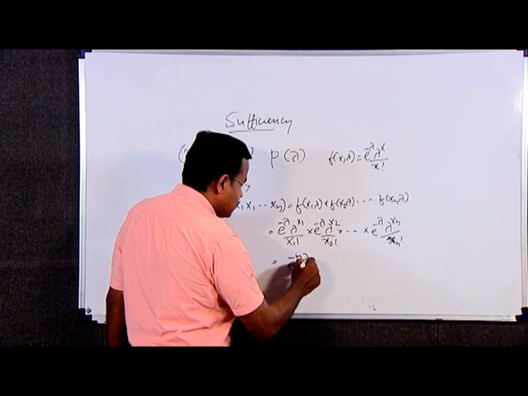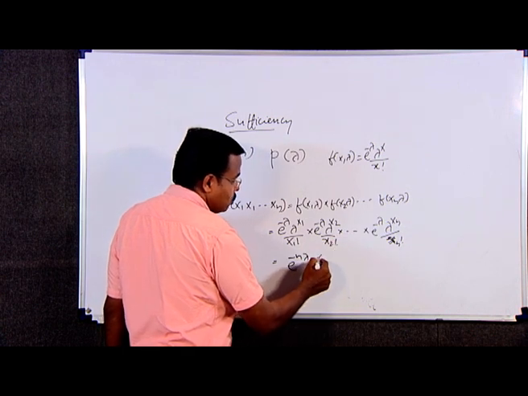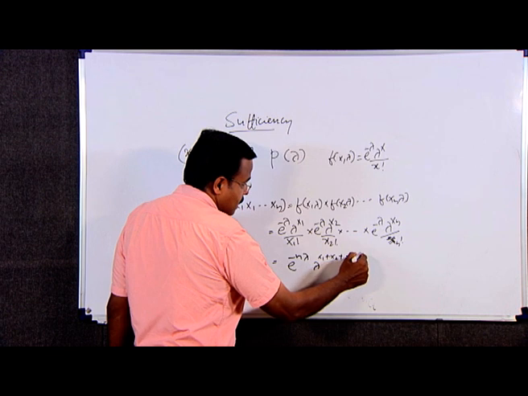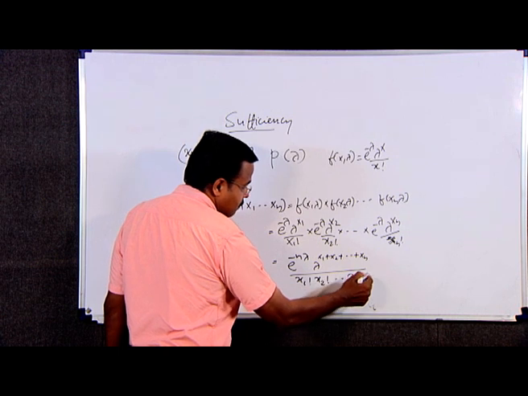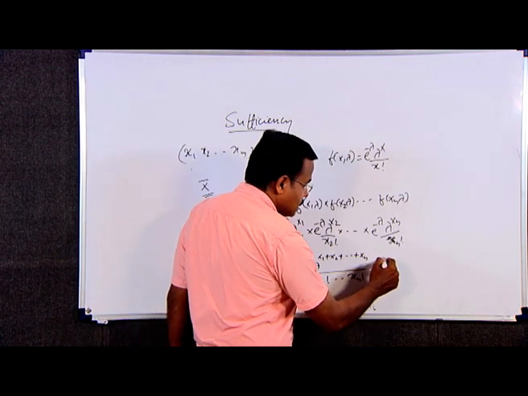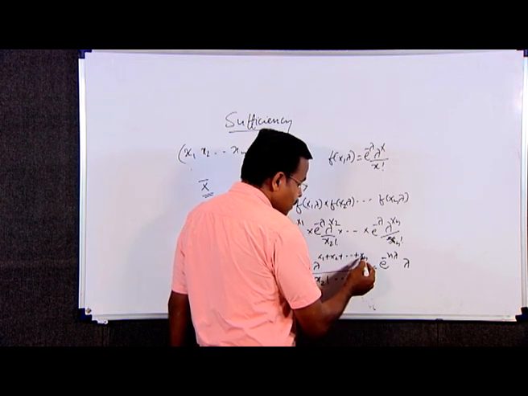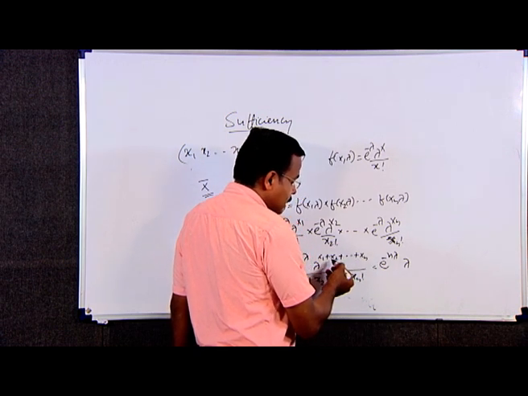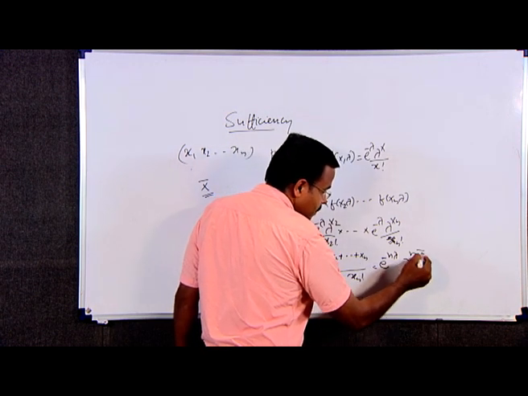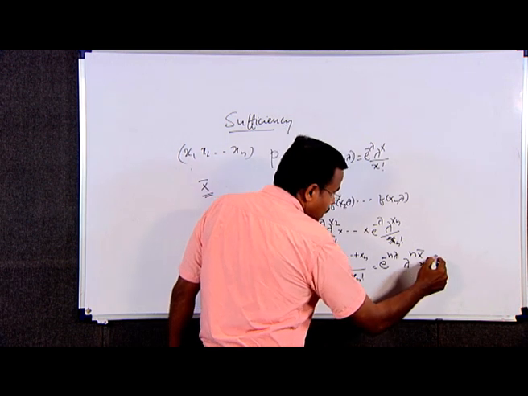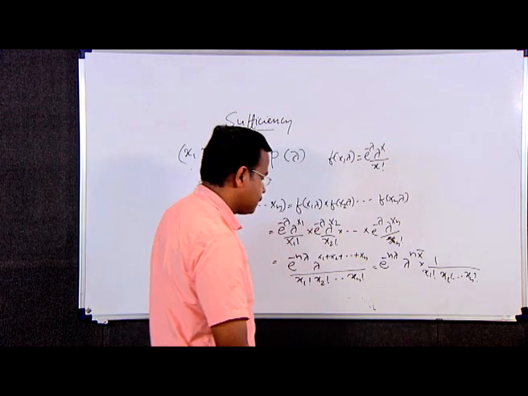n times, that is e raised to minus n lambda, then lambda raised to x1 into lambda raised to x2, etc., into lambda raised to xn, that is lambda raised to x1 plus x2, etc., plus xn, divided by x1 factorial into x2 factorial, etc., into xn factorial. That is nothing but e raised to minus n lambda, lambda raised to sigma x, or x1 plus x2, etc., plus xn. We can write it as n into x bar, because x bar is x1 plus x2, etc., plus xn all divided by n. So, x1 plus x2, etc., plus xn is n into x bar. Then the denominator contains x1 factorial, x2 factorial, etc., xn factorial.